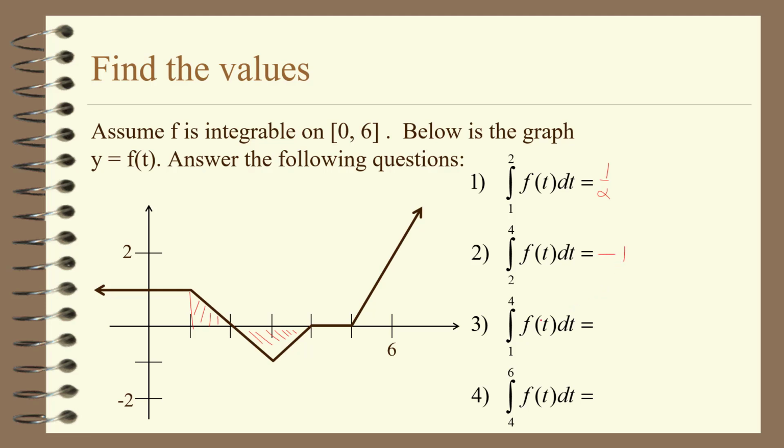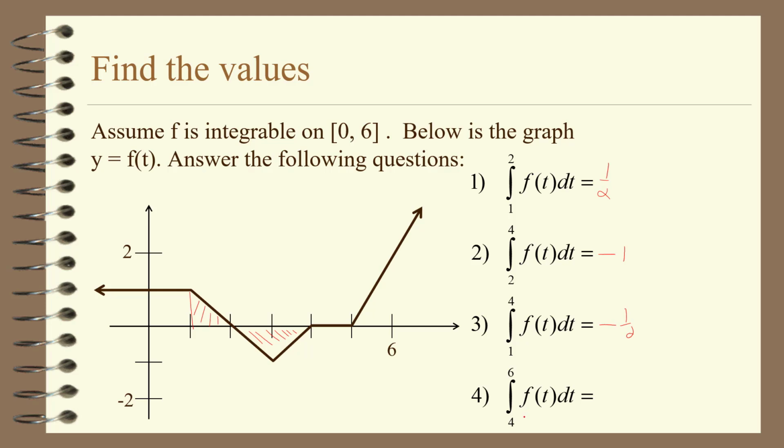Now, if I wanted to go and find the definite integral from 1 to 4, you would take these two regions and put them together and find the net area. This counts as +1/2. This counts as -1. Putting those together, that gives you -1/2.